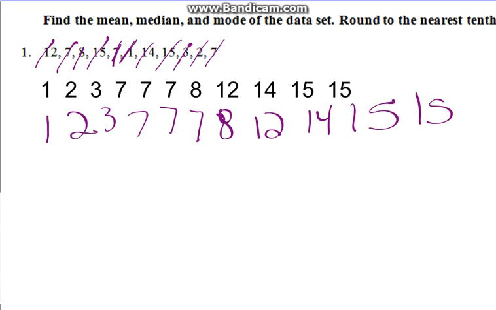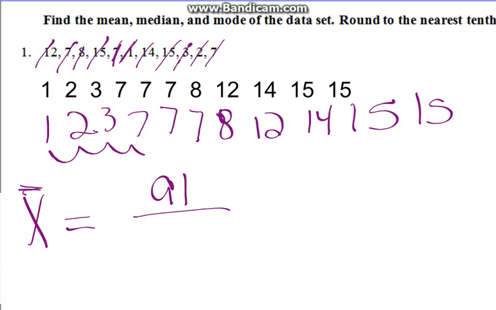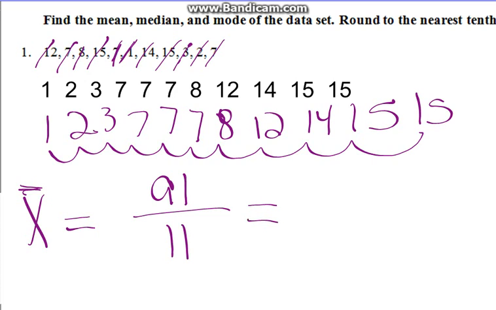After you get them in order, you want to go ahead and add everything up. When you do, you get that these all add up to equal 91. Then you want to divide that, and this is for our mean, by the way, which is x bar. We represent mean or average with x bar. So 91 over the number of elements. We have 1, 2, 3, 4, 5, 6, 7, 8, 9, 10, 11. We have 11 elements.